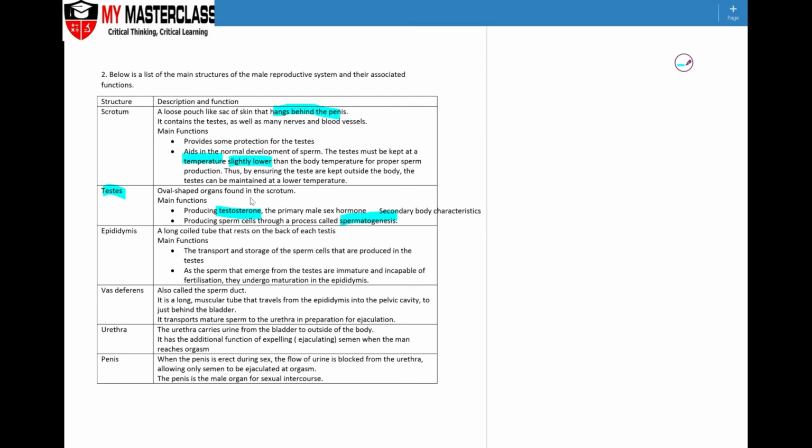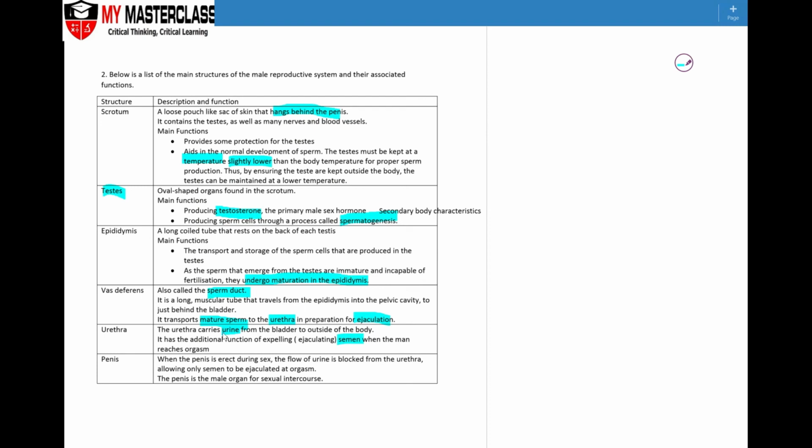There is also sperm cell production, which happens through a process called spermatogenesis. Once the sperm are produced in the testes, they will then enter the epididymis, where those immature sperm undergo maturation. Once matured, they will travel through the vas deferens, which is also known as the sperm duct. Its purpose is to transport these mature sperm to the urethra during ejaculation. The urethra carries both the urine as well as the semen during the process.